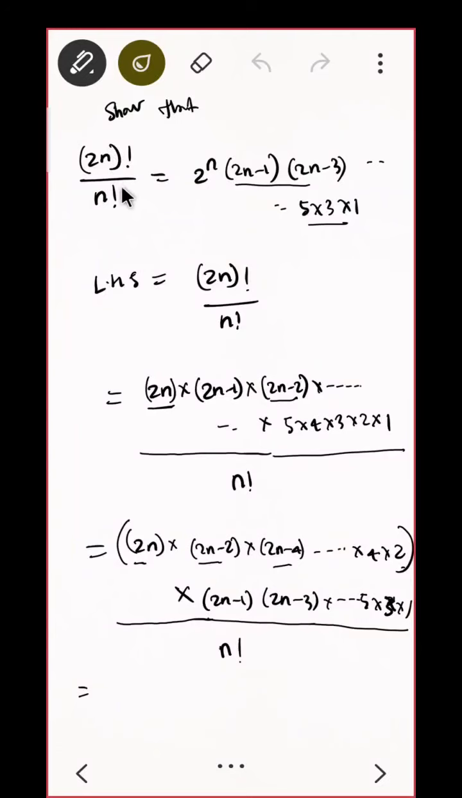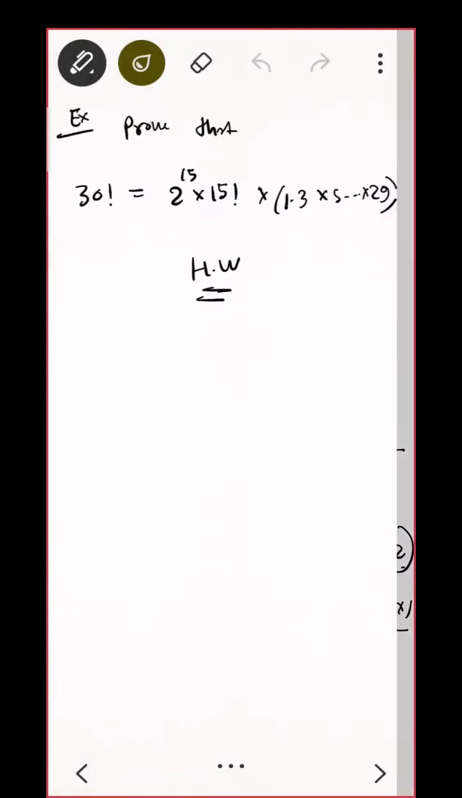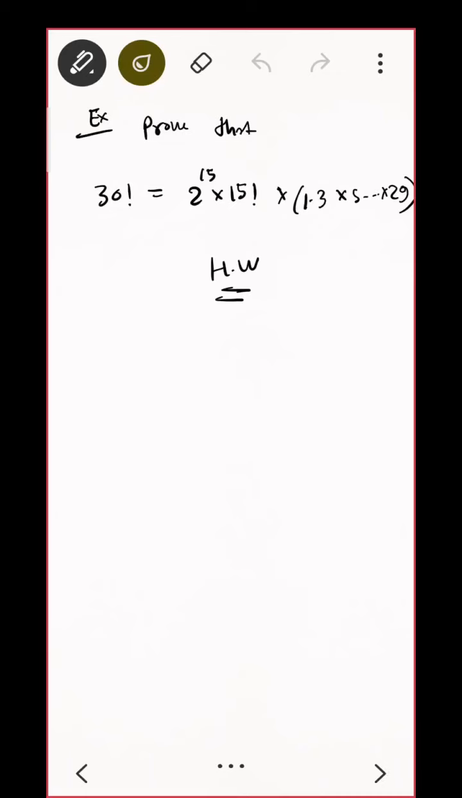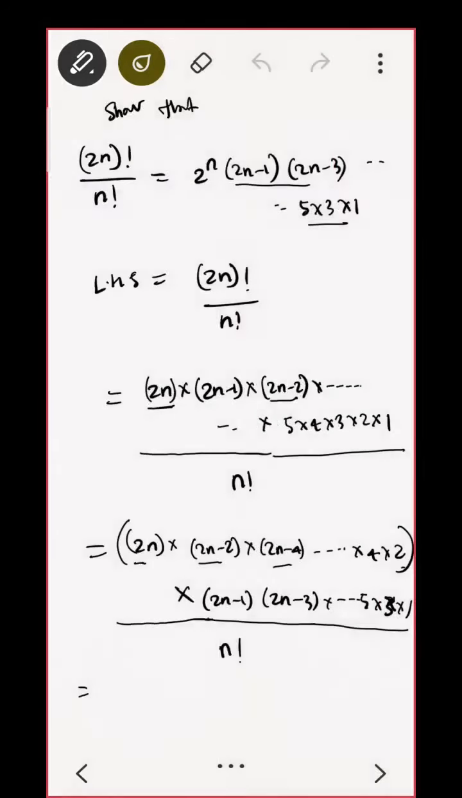So 2n factorial upon n factorial, did you try that homework which I gave you in the last class? This one, did you try that? Yeah, that was simple, no? Did you complete it? There is no issue, I think. Take all the even terms together, then take 2 outside from each of them. There will be 15 terms. It will be 2 raised to 15, and that is 15 factorial, and the rest will be as it is. Yes, good. And what about this?